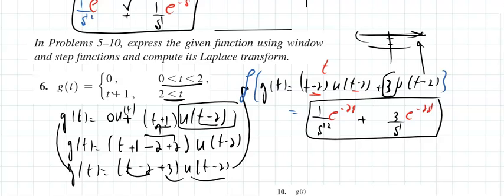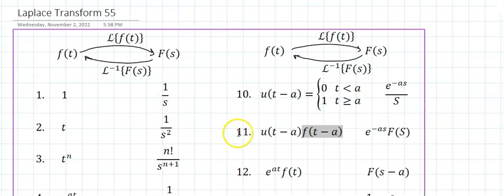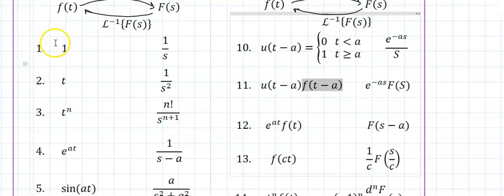Now I do want to mark this. This is using number, I forgot about that part. This is using number 11. Every time you use that, and 1 and 2. 11 and 1 and 2.